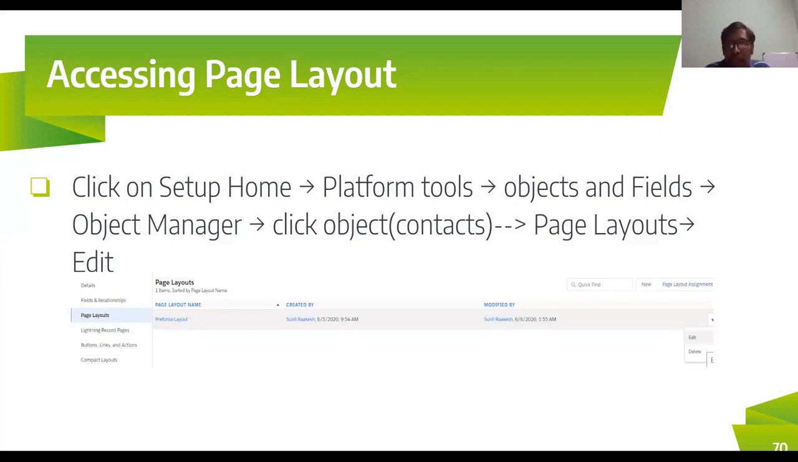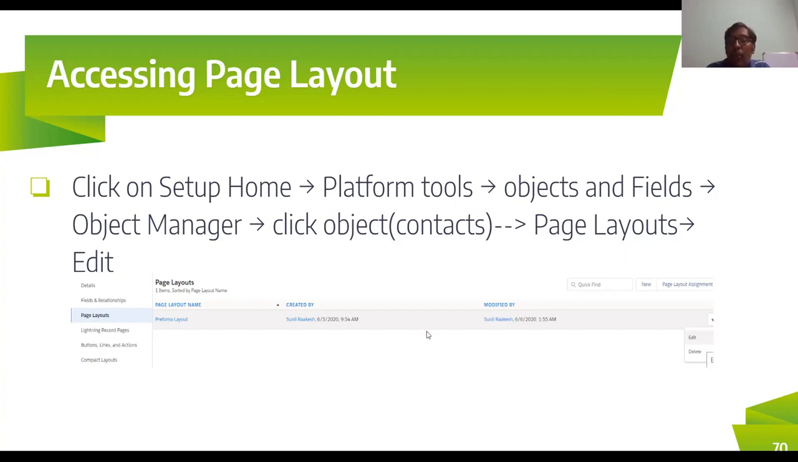Either you can click Object Manager on the setup page and select the object directly, and then it will take you to the detail page. On that you have Fields and Relationships and so on. In that you can see Page Layouts. You click on Page Layouts and the page will be displayed, right? When I click on Page Layouts, this page layout page will be displayed.